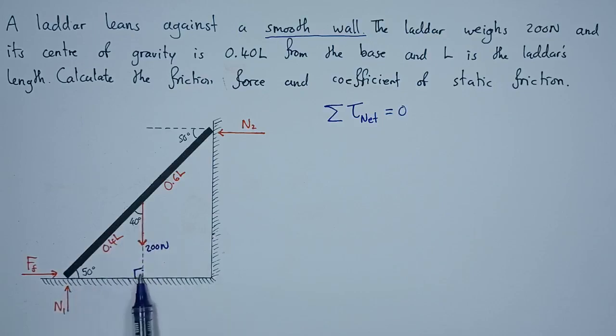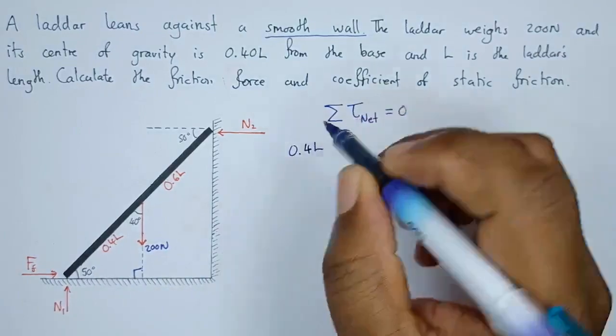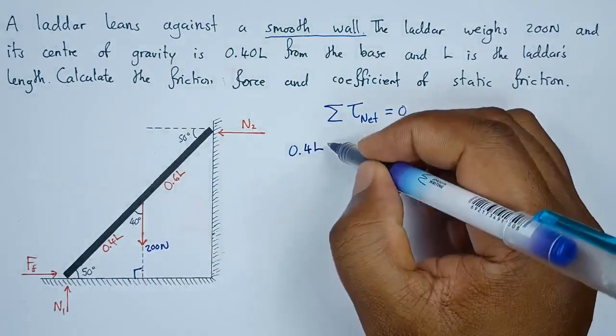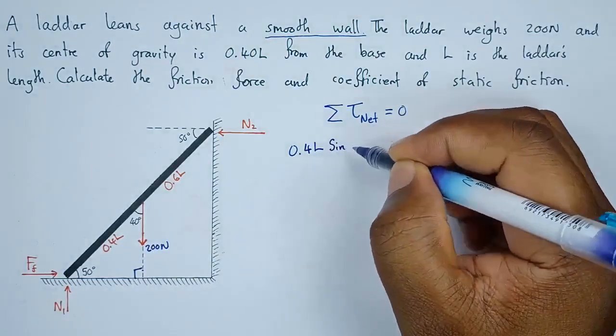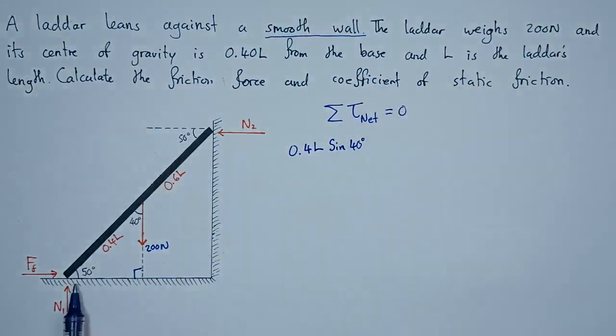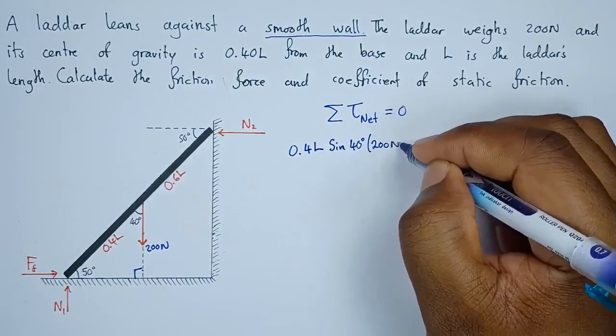So I've decided to use 40, meaning that this is the opposite. So this distance will simply be 0.4L, the hypotenuse, times sine of the angle. Hypotenuse, sine. What is the angle of interest? We're using 40. This is the distance from the center of gravity to the point of rotation. We should multiply it by the force. The force in this case is 200 newtons.